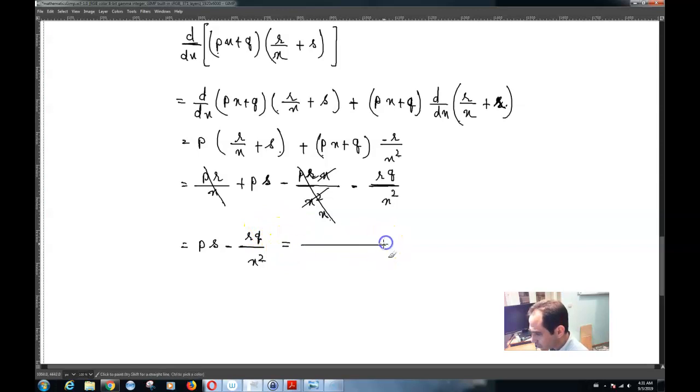Let me see how they have written this. Number 3 is negative qr over x squared plus ps. That's basically how they have written this as well. That's the final answer.